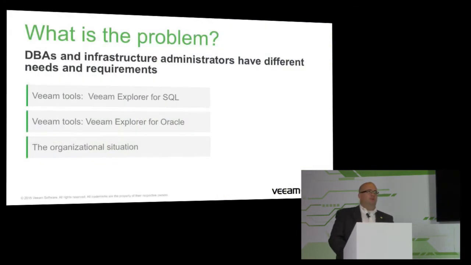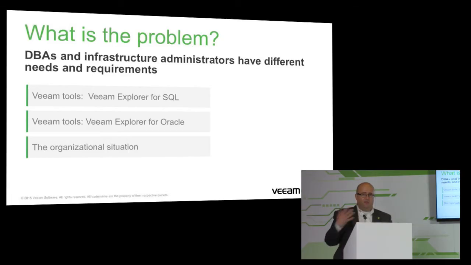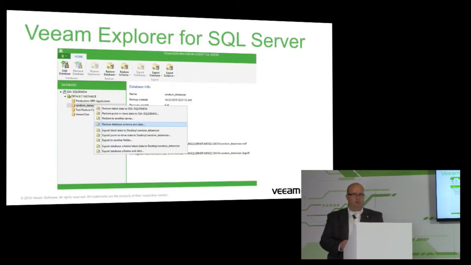So the first thing I want to do is identify the problem, right? The problem is that the DBA and the infrastructure people usually are not the same person. So what I'm going to talk about is both the different capabilities for Veeam Explorer for Oracle and Veeam Explorer for SQL Server, and then specifically how it applies to different organizations and the operational bit around it. Now, I'm going to start first with SQL Server. SQL Server, chances are, it's in almost every data center in the world.